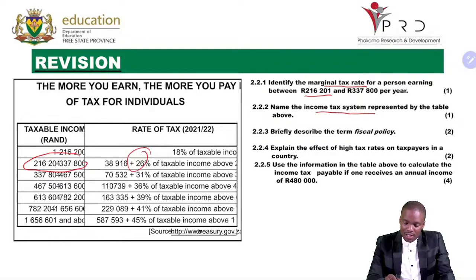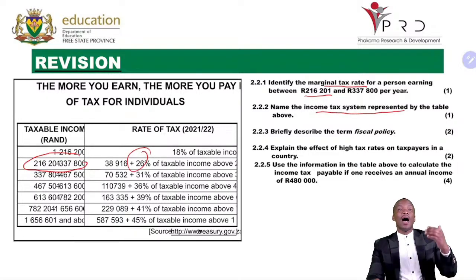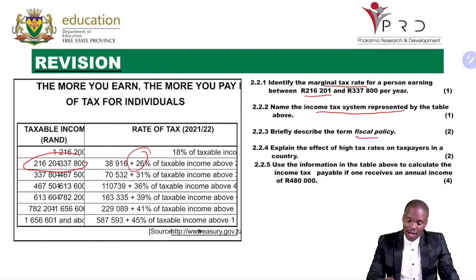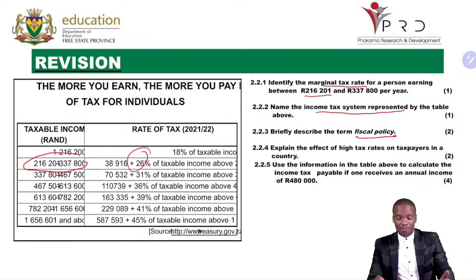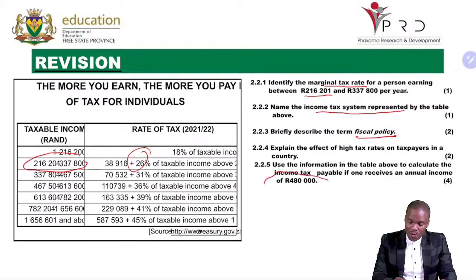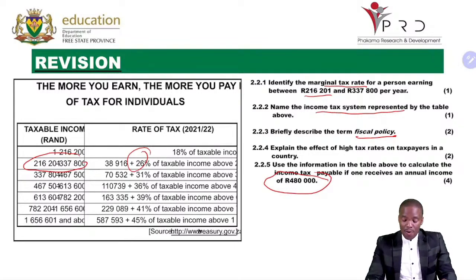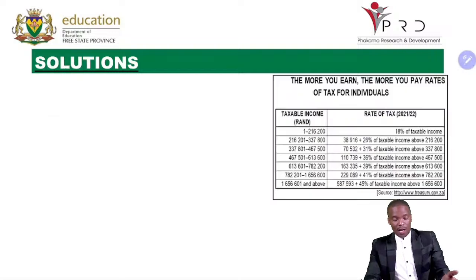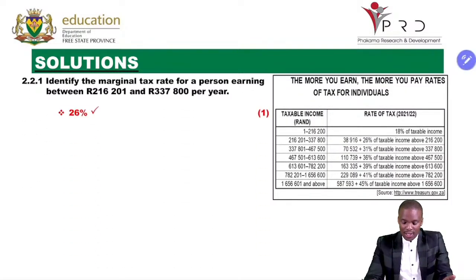Name the tax system that is used. It is progressive tax system, where we said the higher you earn, the more you pay tax. The fiscal policy, taxation and government spending. Lastly, we are saying you should calculate the taxable income for a person that earns 480 per annum. Okay, let's look at that.